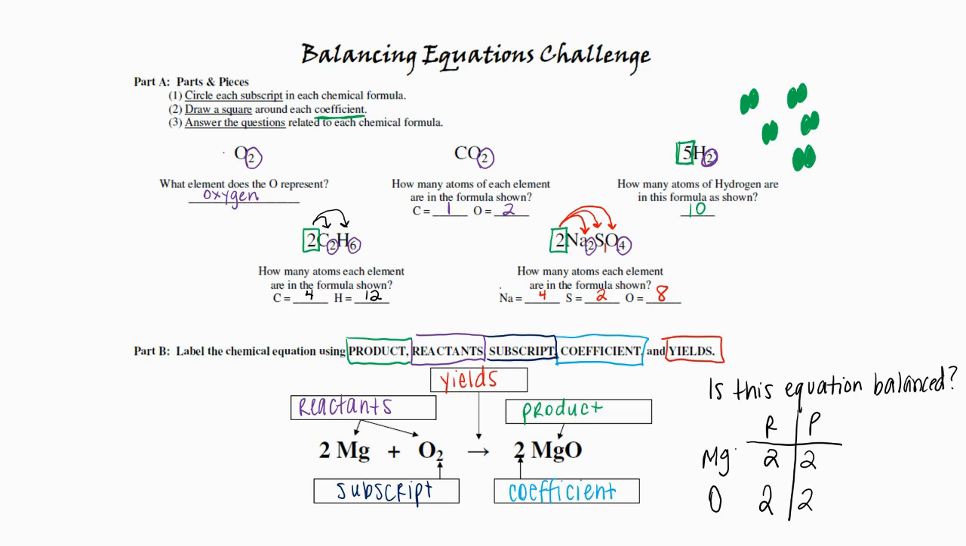And so to answer, is it balanced? We need the same number of magnesium atoms in our reactants as in our products. And we can see here that we have 2 magnesiums in our reactants and 2 in our products. So our magnesiums are balanced. If I look at my oxygens, I have 2 oxygen atoms in my reactants and 2 in my products. So that is also balanced. And so, is this equation balanced? This is a balanced equation.